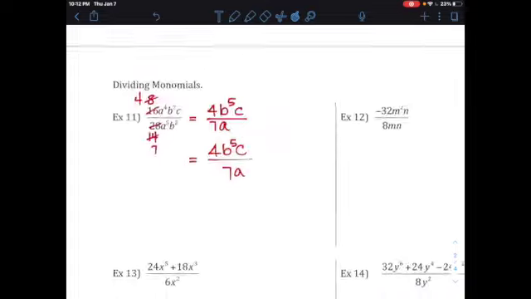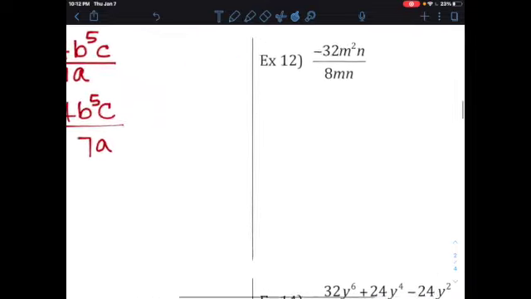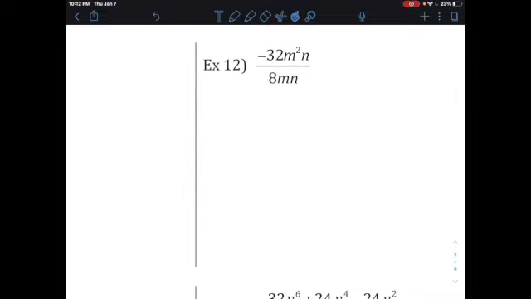I would like you guys to try number 12. And when you're done, come back and check your answer to see if it's correct.